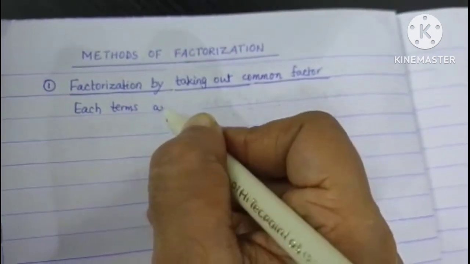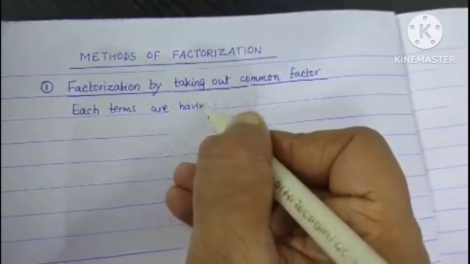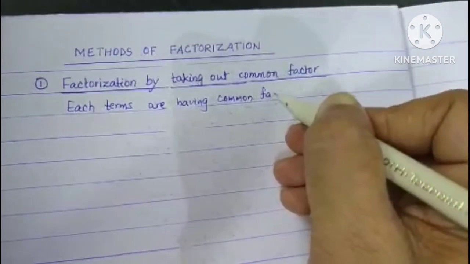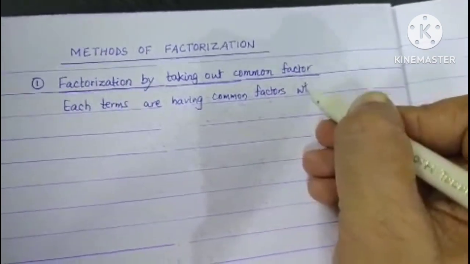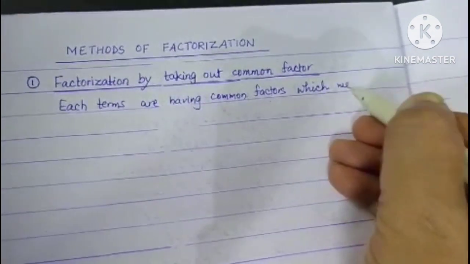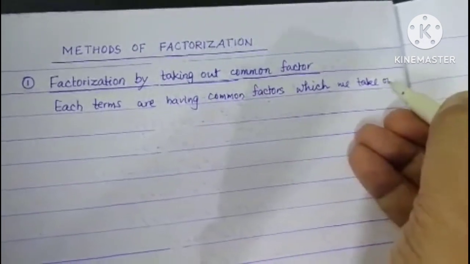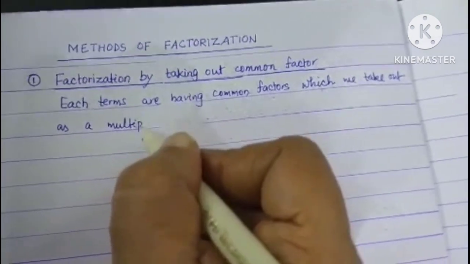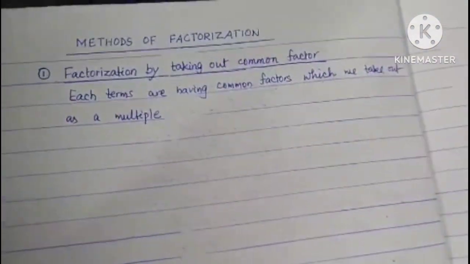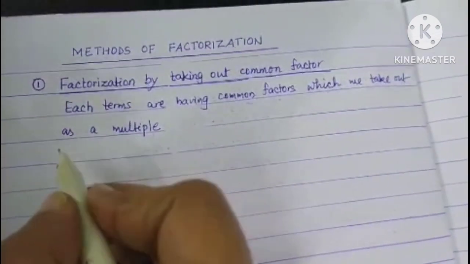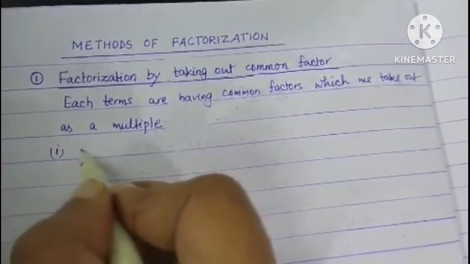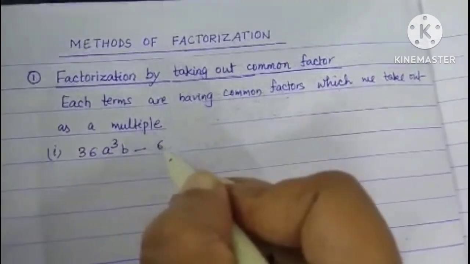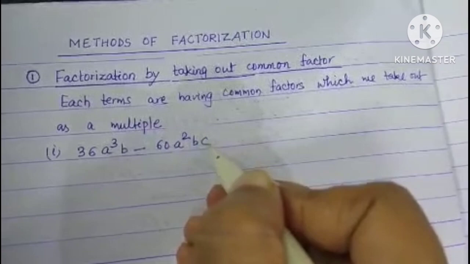Each term has a common factor, which we take out as a multiple. Okay, and this is the way we do this. So let us understand this with examples. First one is 36a cube b minus 60a square bc.